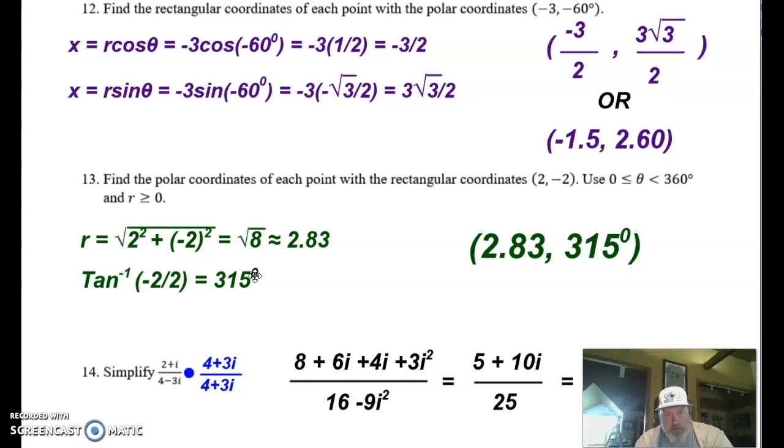My angle's not going to be in any of the other quadrants. So make sure you pay attention to that point so that your degree measure here matches up with the quadrant that the point is in.